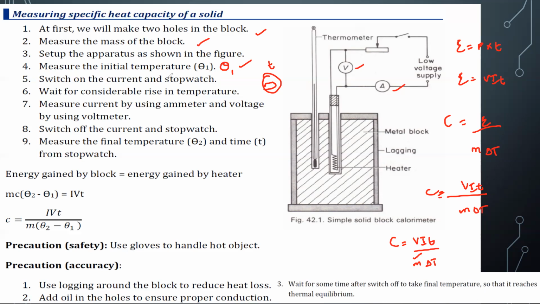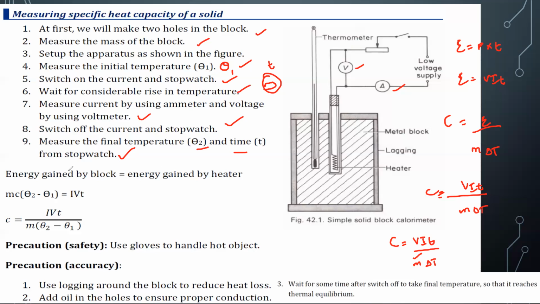First we measure the initial temperature, then we switch on the current and the stopwatch at the same time and wait for a considerable rise in temperature, and measure the current using an ammeter and voltage using a voltmeter. Then switch off the current and the stopwatch and record the final temperature and the time from the stopwatch. So we have all the parameters, and we consider that the energy gained by the block is equal to the energy gained.